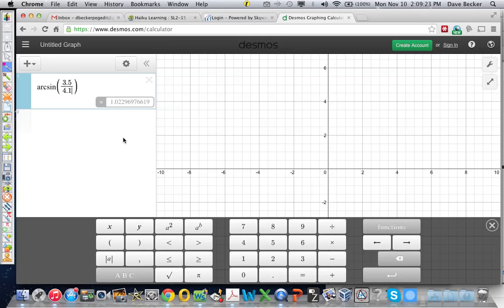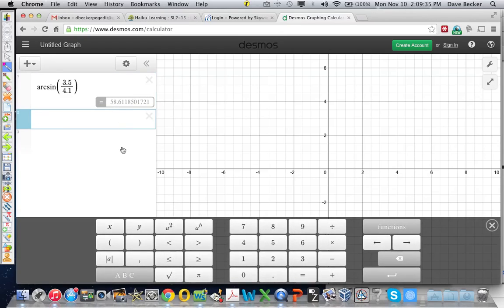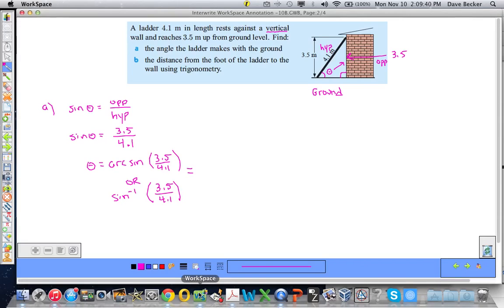And as you know, that doesn't seem right just for the lengths of the ladder and the wall and everything. But Desmos always starts off in radians, so I need to check in any case to make sure that we're in degrees. And then it changes to something reasonable, 58.6 degrees. So theta is equal to 58.6 degrees. So that was part A, pretty simple, I hope.